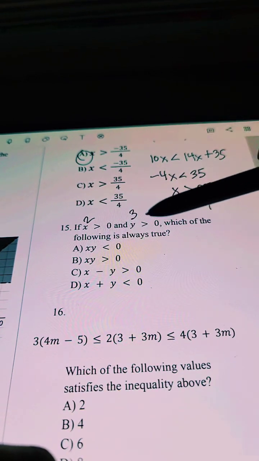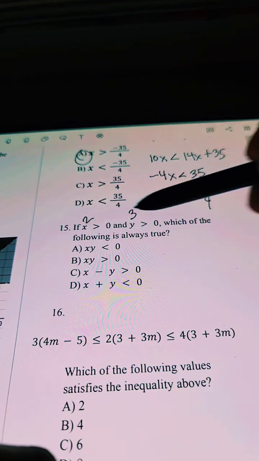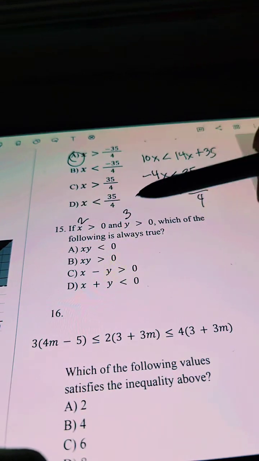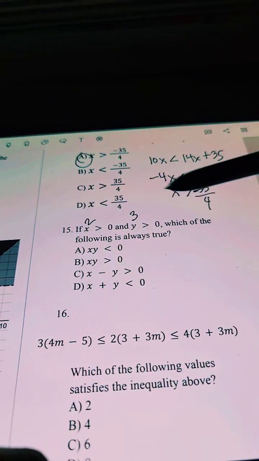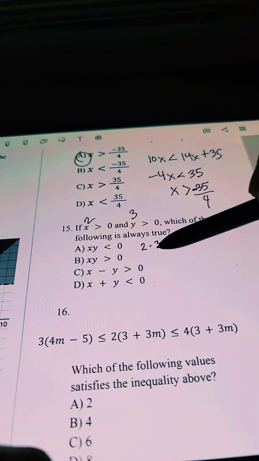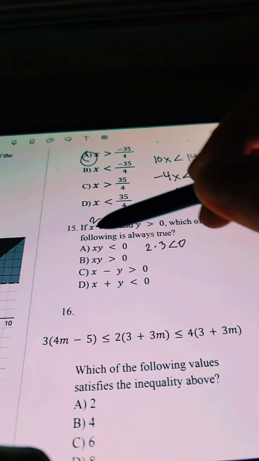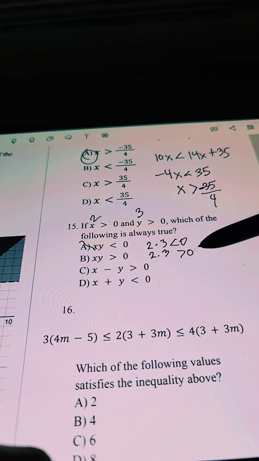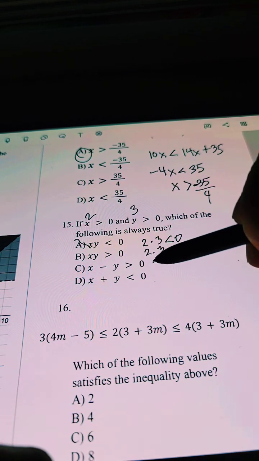That if these are both positive, like 2 times 3, I'm going to do it both ways. So you can say, okay, I'm going to pick 2 for x and 3 for y. So then let's plug it in. 2 times 3, is that going to be less than 0? No, can't be A. 2 times 3, is that going to be greater than 0? Yes, so it could be B.